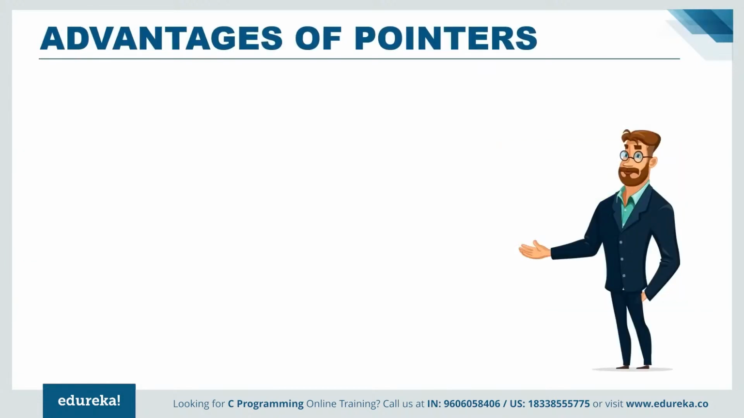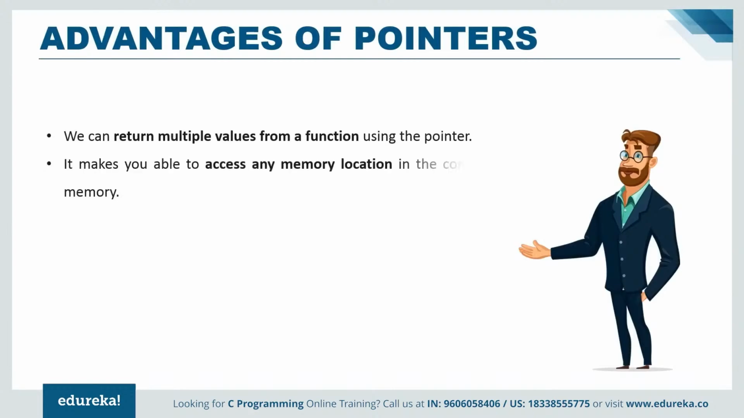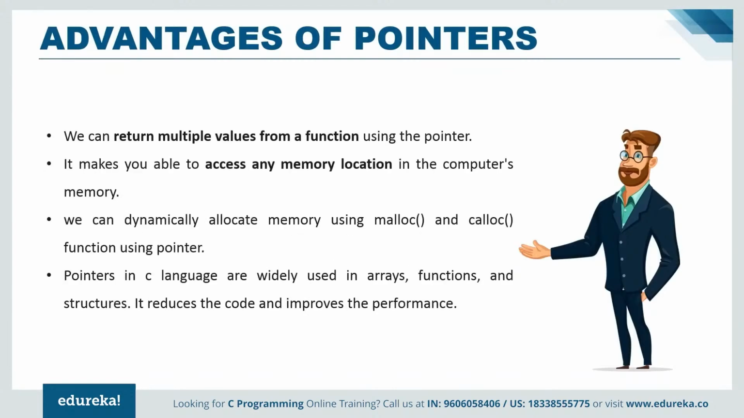Before we execute a program, let us understand the advantages of pointers. We can return multiple values from a function using pointers. Followed by that, it makes you able to access any memory location in the computer's memory. We can dynamically allocate memory using malloc and calloc functions using pointer variables. Pointers in C language are widely used in arrays, functions, and structures. It reduces the code and improves the performance.